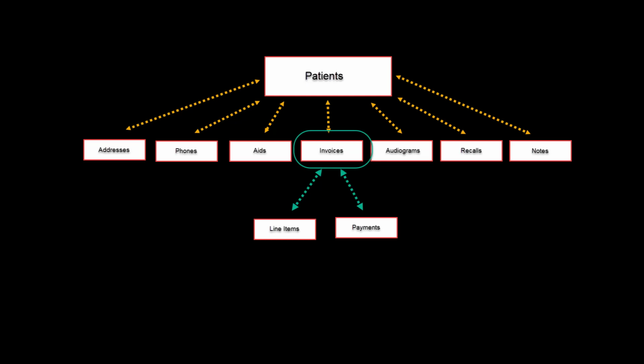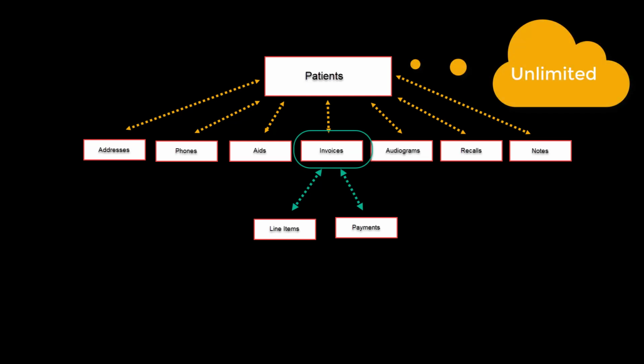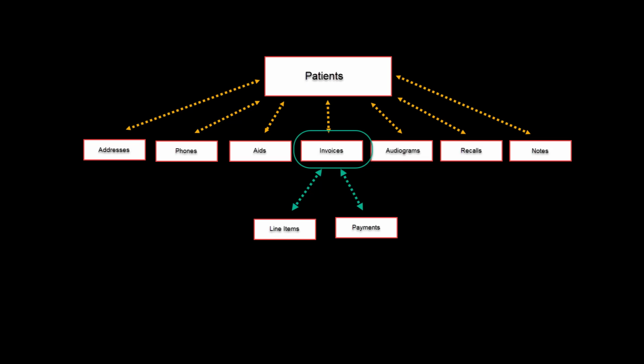Everything revolves around the patient in our system, and the patient can have one or more addresses, one or more phone numbers, hearing instruments, invoices, audiograms, recalls, notes, etc. Within the invoice area, again, an unlimited number of invoices per patient, well, each invoice can have a number of line items or charges and also a number of payments.